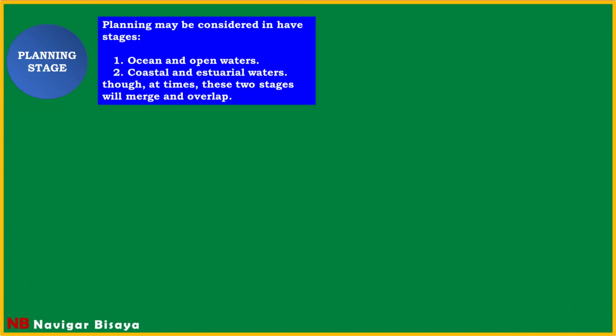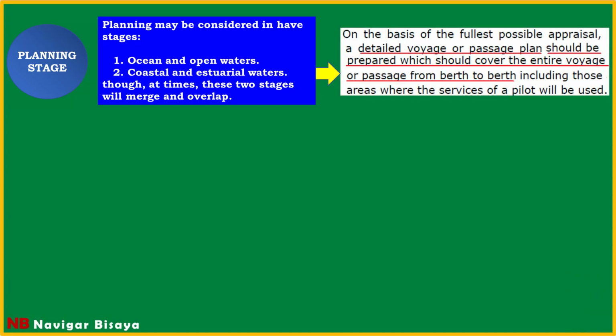The planning stage may be considered in two stages: ocean and open waters, coastal and estuarial waters, though at times these 2 stages will merge and overlap. On the basis of the fullest possible appraisal, a detailed voyage or passage plan should be prepared, which should cover the entire voyage or passage.